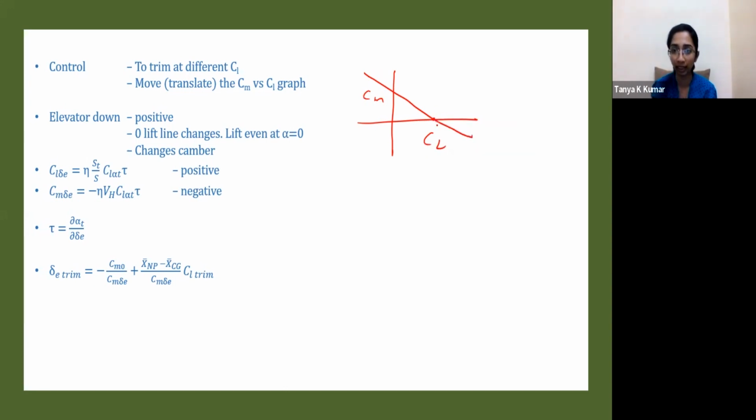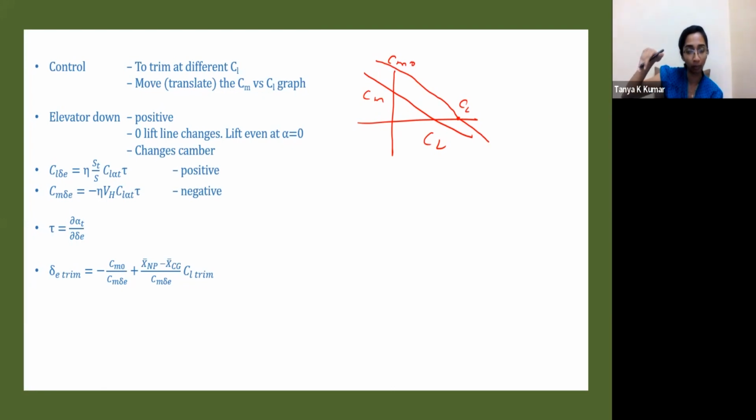Now, if you wish to trim the aircraft at a different CL, suppose at this CL, then you need to translate this. You need to move this line such that it can be trimmed at the new CL. Okay. So the deflection of the control surface translates your CM versus CL graph, the line. It does not change the angle. It does not rotate the graph. So it does not change the slope, right? It only changes the intercept. Only CM naught is changed. The slope remains constant.